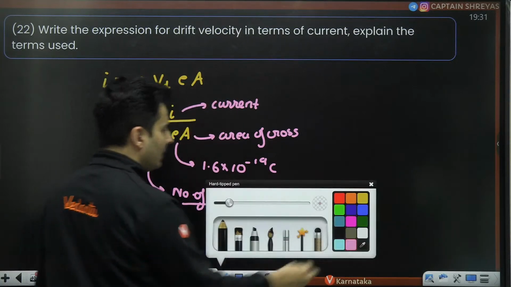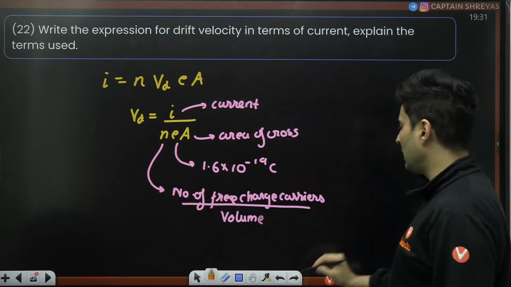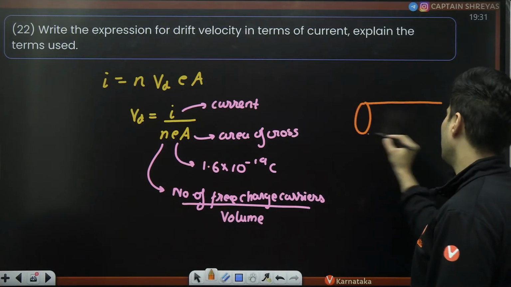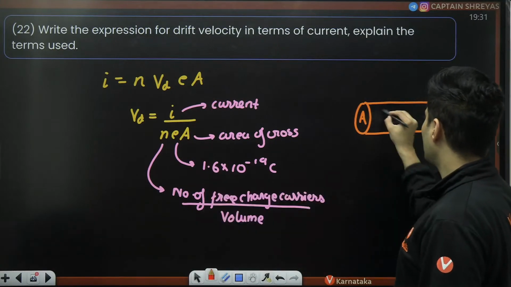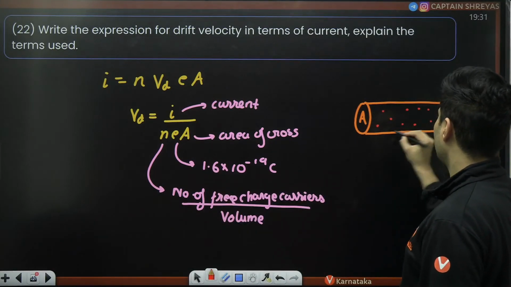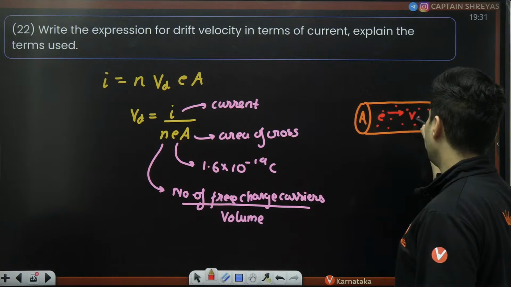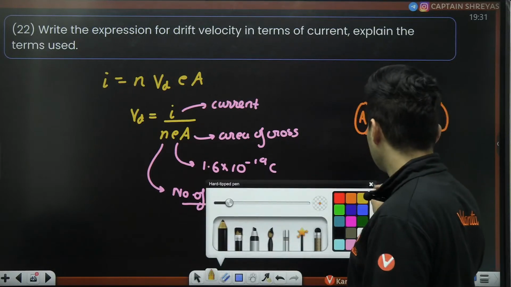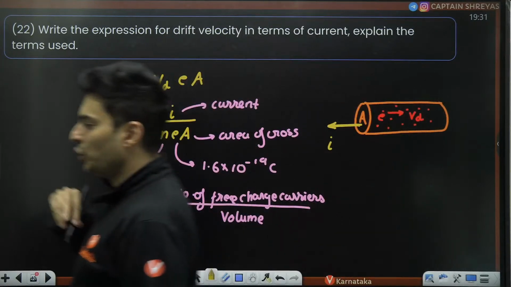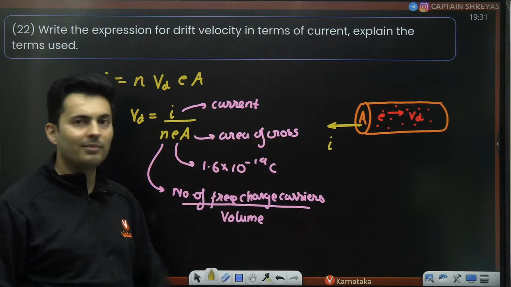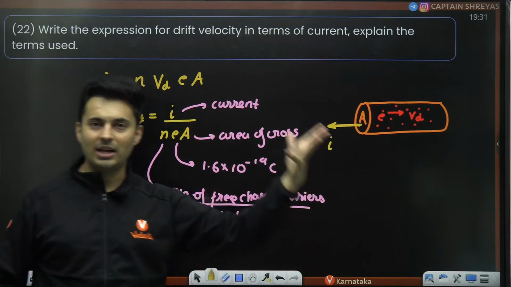These are the terms, and you can show a diagram for this. That will be better. This is a wire. This is the area of cross section, and then you can show these charges like this. These charges are your electrons, and they will be moving with a drift velocity, and at the same time the current will be going like this. If you show this diagram plus this, no way the examiner can cut even half a mark. The examiner will be super impressed. Oh my God, this student knows everything. He's shown the diagram also.